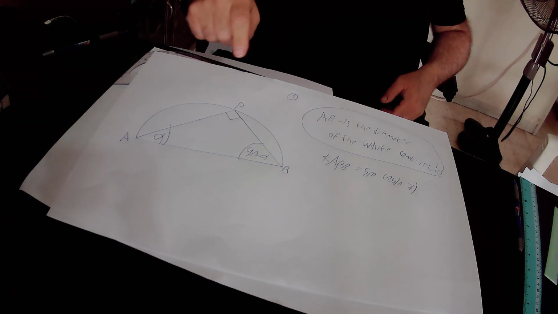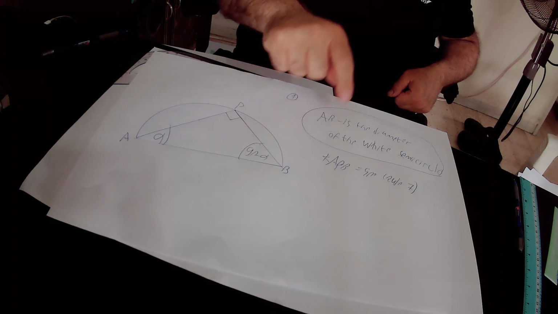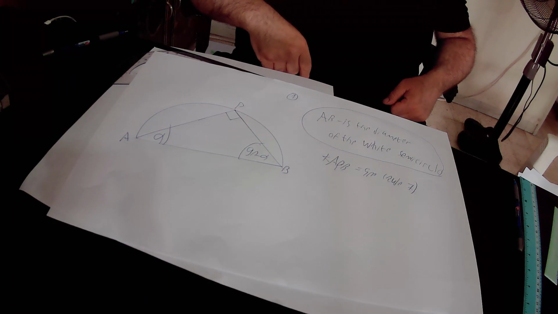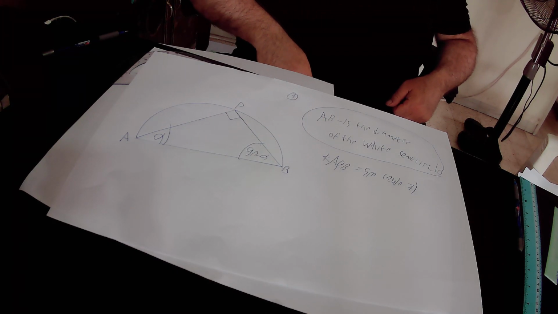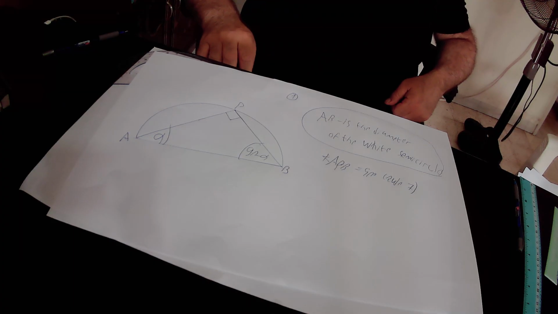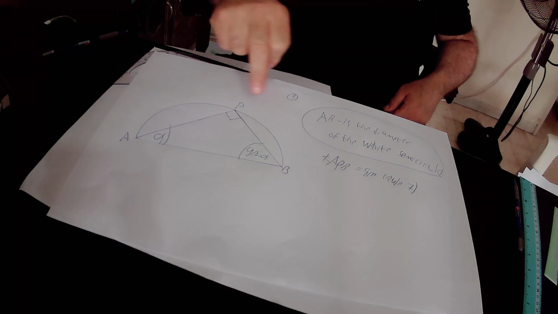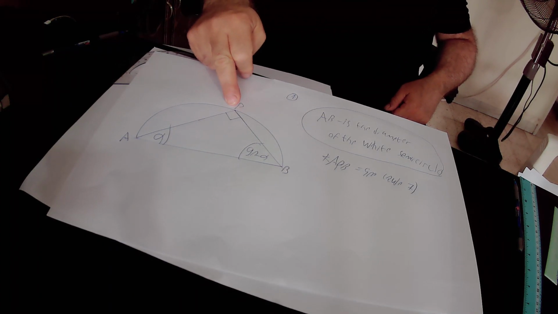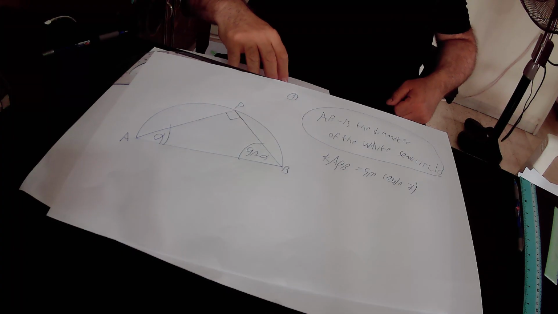This peripheral angle APB is subtended on AB, that is the diameter of this semicircle, and therefore according to rule 7, any peripheral angle that is subtended on the diameter of the circle must be equal to 90 degrees in its size. Therefore this peripheral angle APB must be equal to 90 degrees in its size. This angle is a right angle.